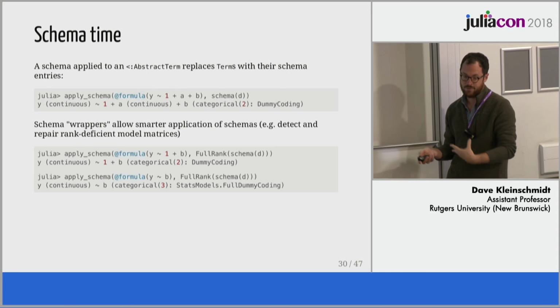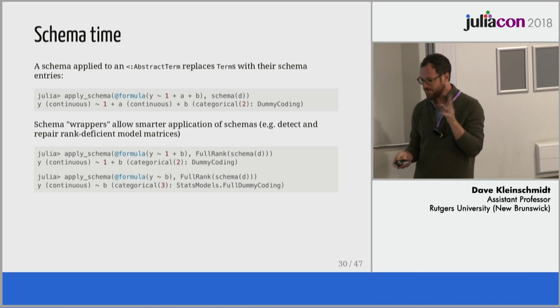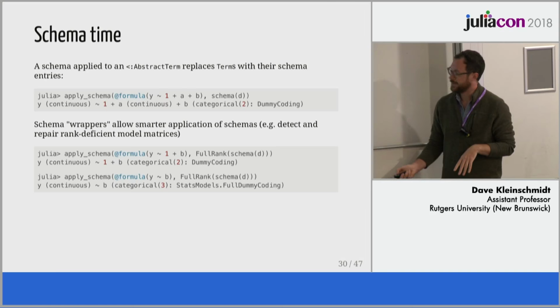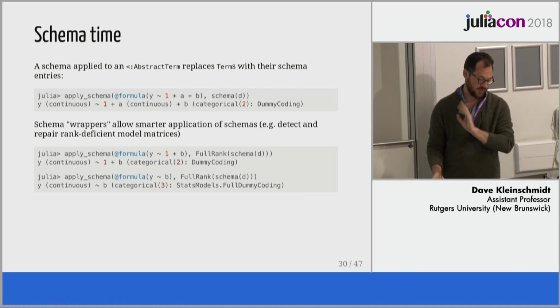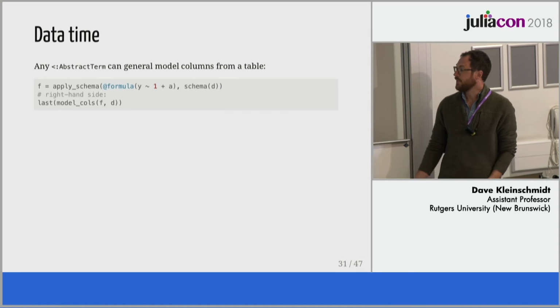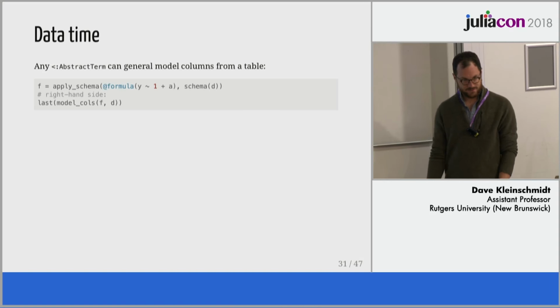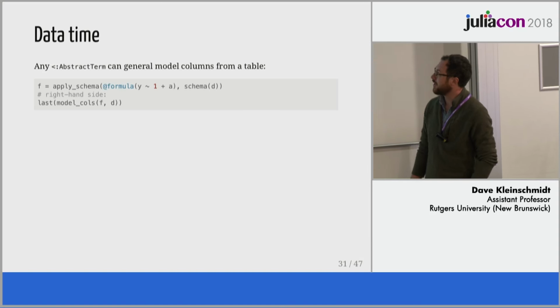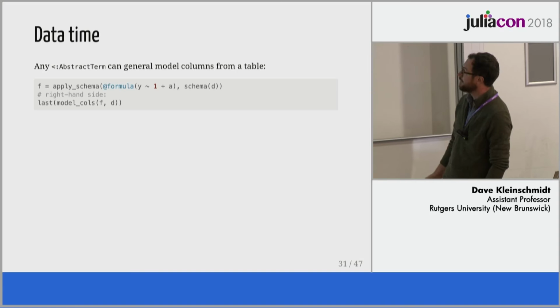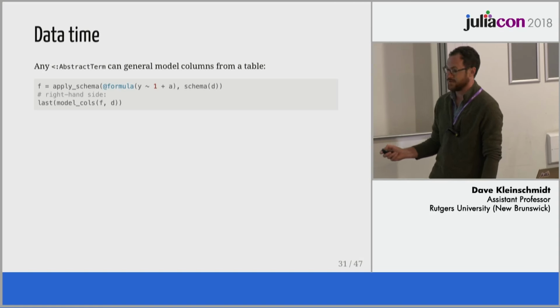In that case, you also need to promote, because otherwise you're going to get a similarly ill-posed problem. Anyway, that's just a little bit of regression ephemera. Okay, now the fun part: we have data. We want to apply our schema to the data, or we want to generate model matrix columns from the data.